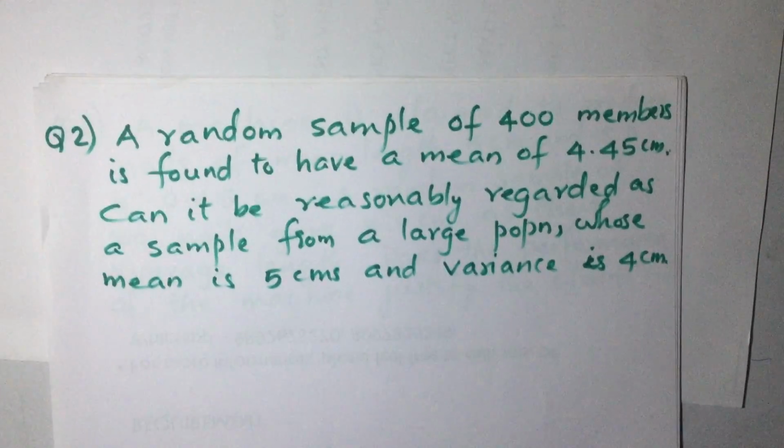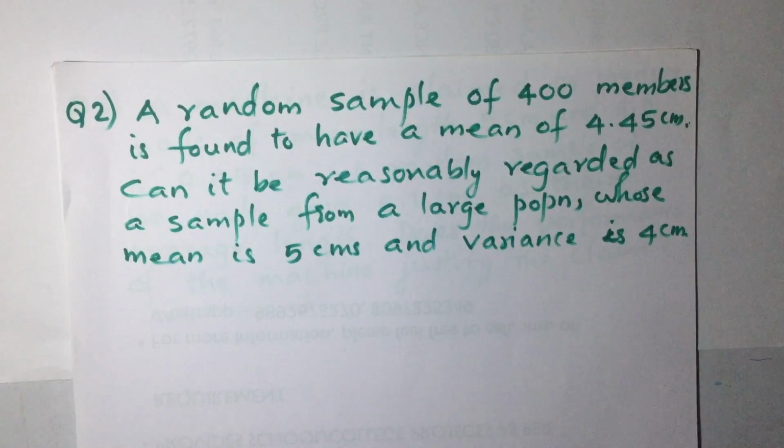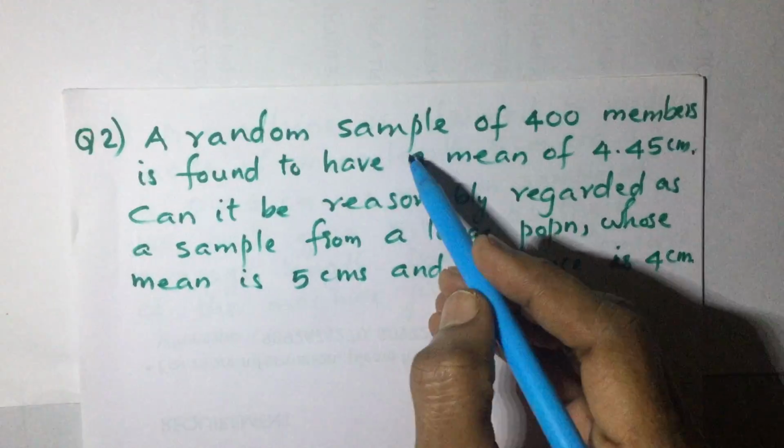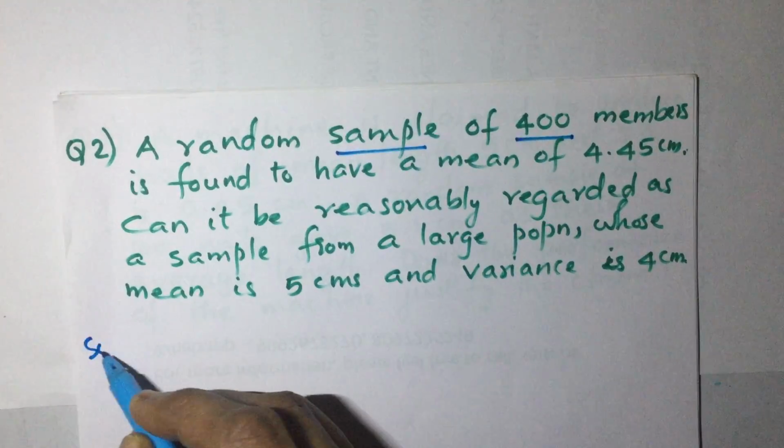Now let's do another question: a random sample of 400 members is found to have mean of 4.45. So let's see, a random sample of 400 members. What is given there?